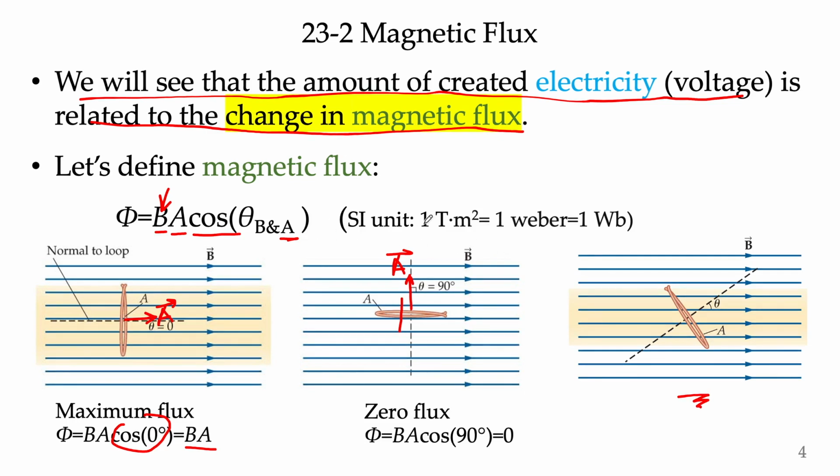In SI units, the unit of flux is Tesla times meter squared, and you can see it from here. The magnetic field unit is Tesla, the unit of area is meter squared, so Tesla times meter squared, or you can use Weber instead of Tesla times meter squared.